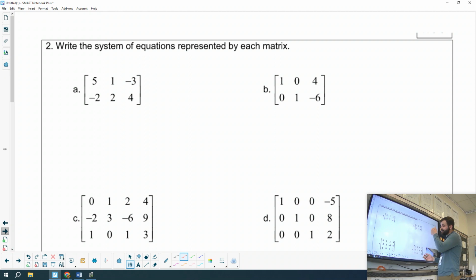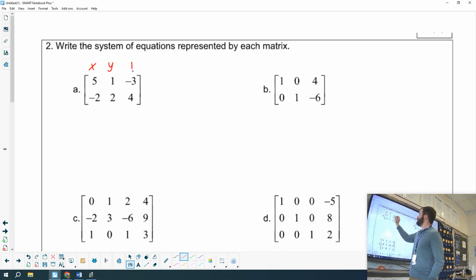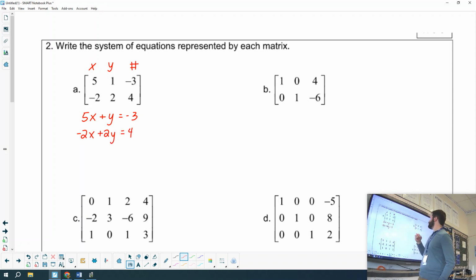So let's say I have this system of equations. 5, 1, negative 3, negative 2, 2, 4. What does this mean? Well, remember this is our x, this is our y, this is our whole number. So it's going to be 5x plus y equals negative 3, and negative 2x plus 2y equals 4. So there's my equation. For this one is a solution matrix.